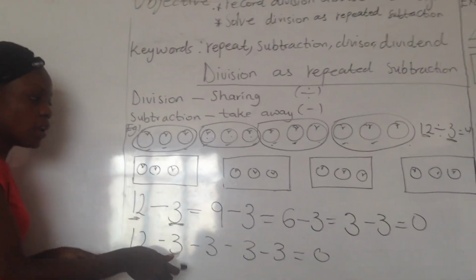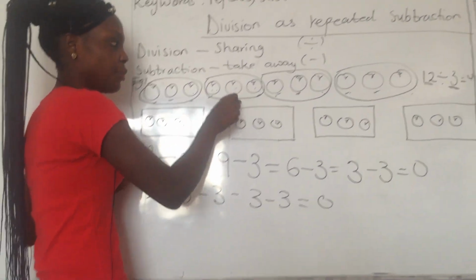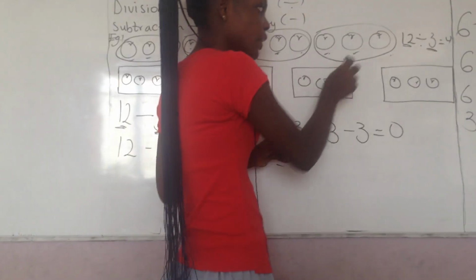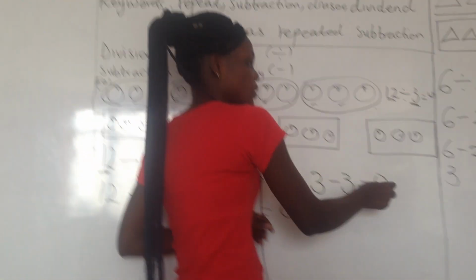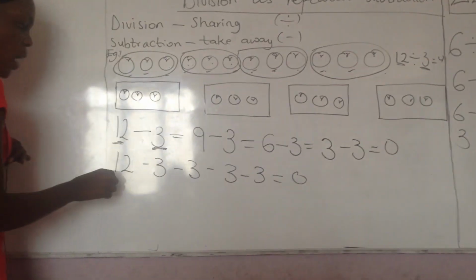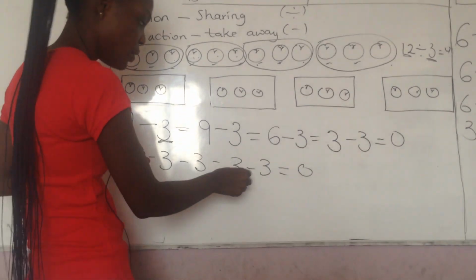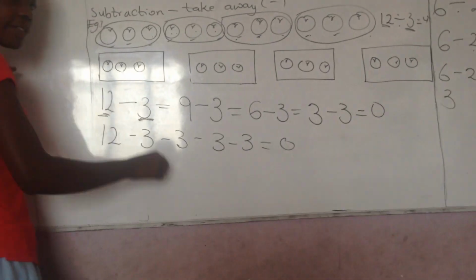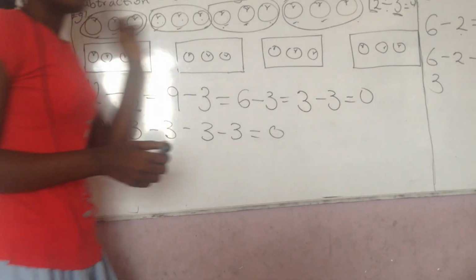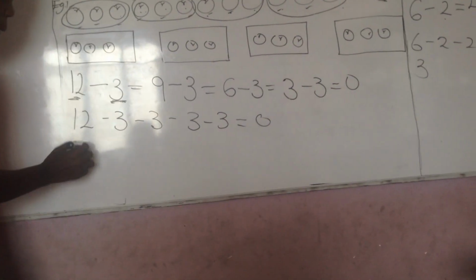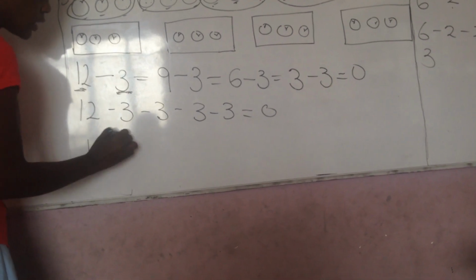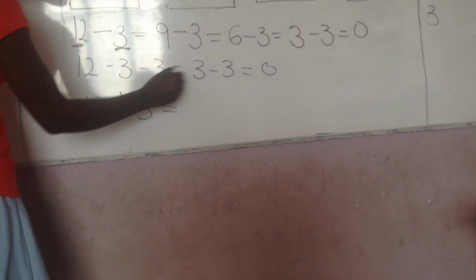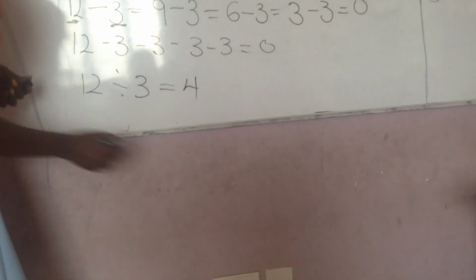So 12 minus 3, you get 9. You take 3 out, you get 6. You take 3 out, you get 3. You take this 3 out, 0, because there is nothing left. Then you write it: 12 minus 3 minus 3 minus 3 minus 3 will give you 0. So the number of 3s, or the number of divisors that you get, is your answer for the division sentence. So you have your division sentence 12 divided by 3. The number of divisors you get, 1, 2, 3, 4, will give you your answer.